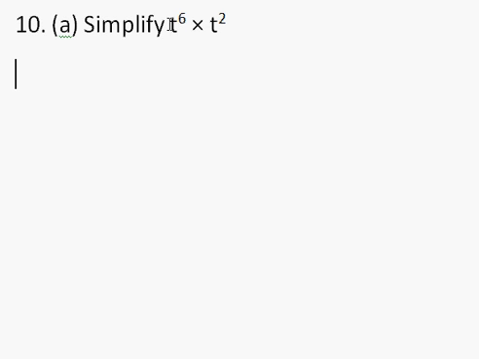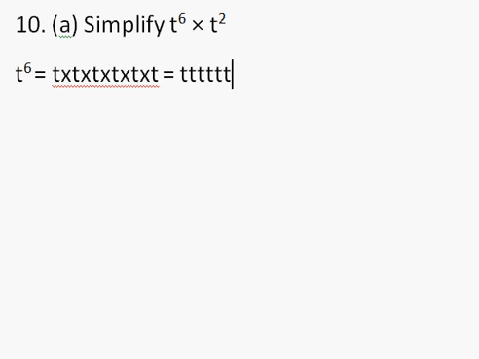T to the power of 6 is simply another way of writing t times itself 6 times. So t times t times t times t times t times t. This isn't x. And another way of writing that in algebra, if you had a times b times c, you would write that down as abc. So here you would just write down tttttt, 1 2 3 4 5 6. So 6 t's are there.